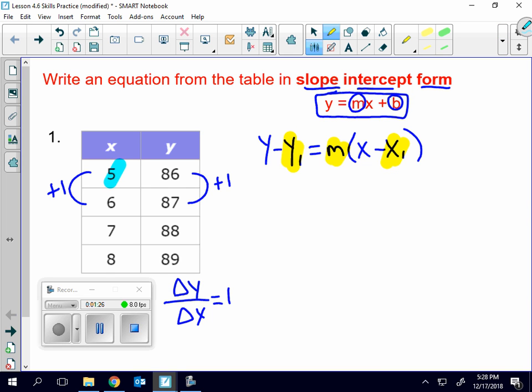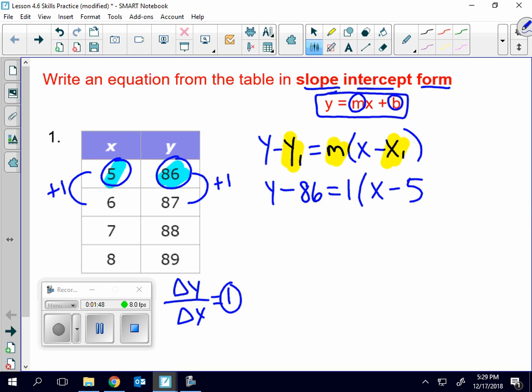So my first x would be 5, and my first y is 86. So that's going to go in my equation. I'm going to write y minus y1, which is right here, 86, equals m, which I just found, times x minus the first x, 5. And all I'm going to do here is rearrange into slope-intercept form, which means I need to distribute. This one's nice and easy because 1 times anything is still 1. So I have 1x, which is just x, and 1 times negative 5, which is just a negative 5.